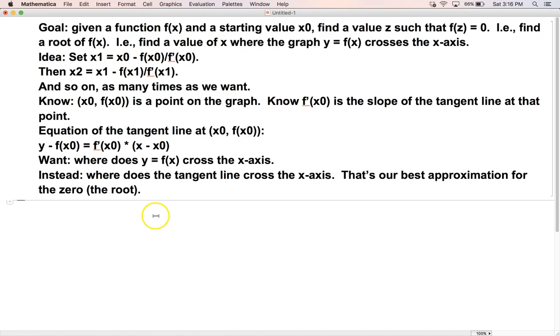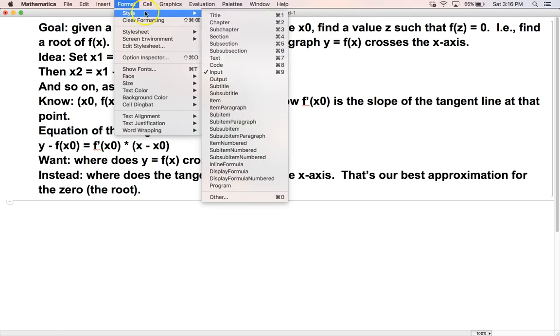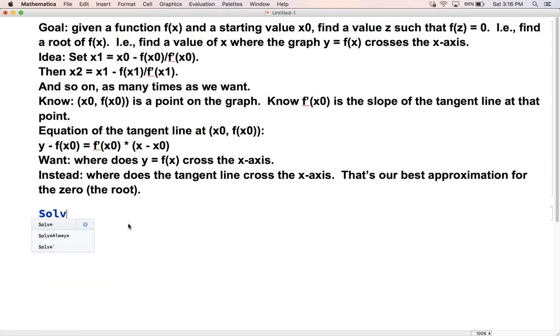So let's finally go now into an input cell. If I go up here to Format and Cell, I see that it's under Input. Let me say I want to solve y minus f of x0 equals f prime of x0 times x minus x0. And I used the wrong equal sign. I should use two equal signs because I want these two sides to be equal to each other. And I want to solve that for x.